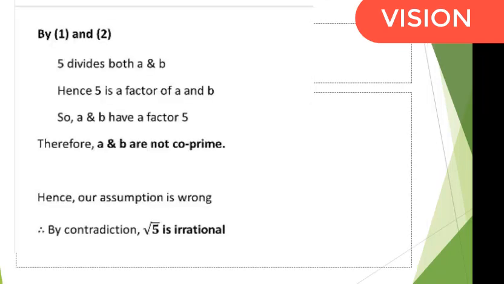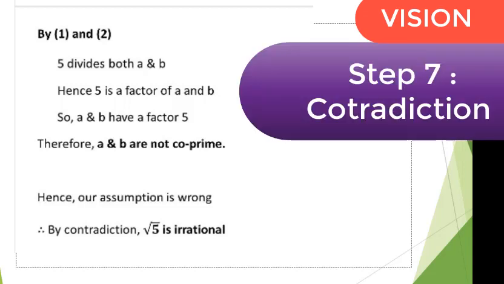Next, step number 7. Step 7 is contradiction. Already in step number 6 we found that b square can be divided by 5, so b also divides by 5. And another thing, in step number 2 we found one equation, and in step number 3 we concluded that a can be divided by 5, so a square also can be divided by 5. Okay, we had represented these 2 items.